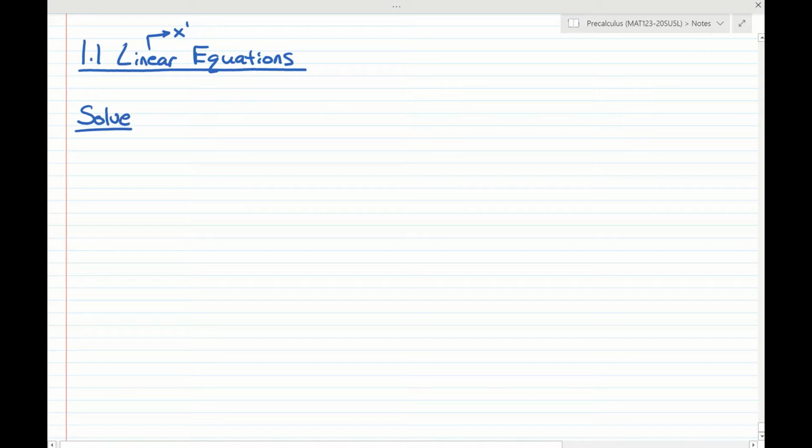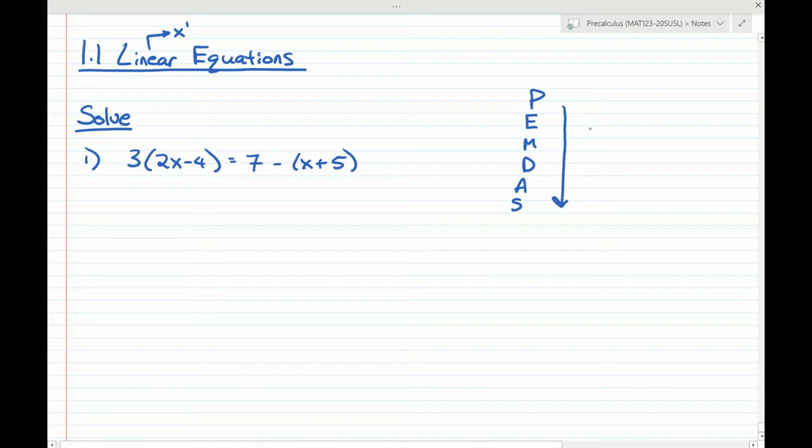So let's take a look at some examples and let's solve, let's say, 3 times 2x minus 4 is equal to 7 minus x plus 5. Alright, so just taking a look at the equation first. If you remember, we talked about PEMDAS, and we said when we want to simplify an expression, remember an expression doesn't have an equal sign, we go this way. If we want to solve an equation, once we get all the x's on one side, we'll go this way.